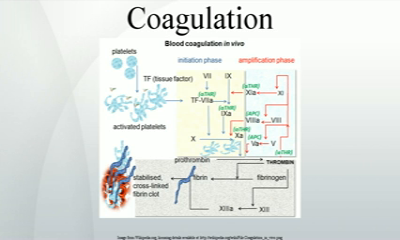Plasmin is generated by proteolytic cleavage of plasminogen, a plasma protein synthesized in the liver. This cleavage is catalyzed by tissue plasminogen activator, TPA, which is synthesized and secreted by endothelium. Plasmin proteolytically cleaves fibrin into fibrin degradation products that inhibit excessive fibrin formation.